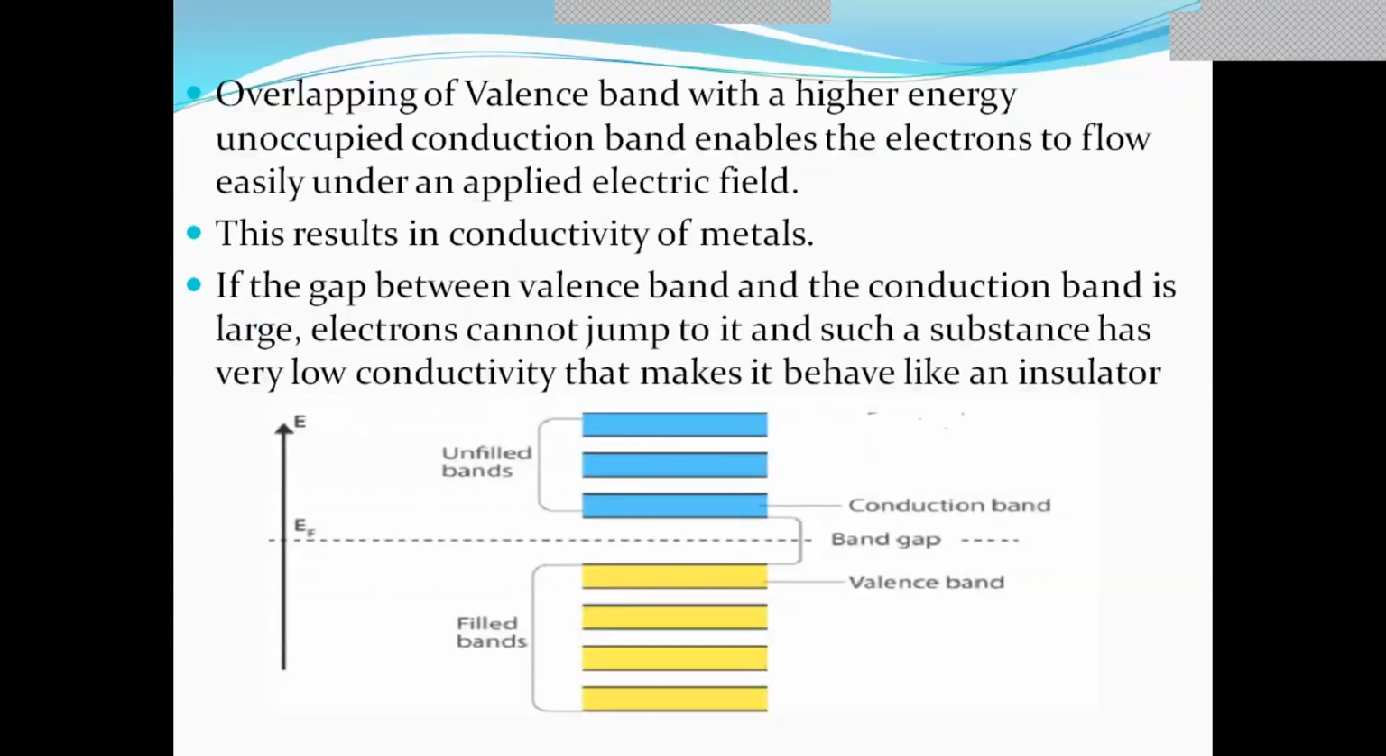When valence band overlaps with conduction band, movement of electrons from valence band to conduction band is possible, which allows the electric flow easily. This is seen in the case of metals. If the energy gap is less, then electron movement is possible. If the energy gap is large, then electron movement is not possible.